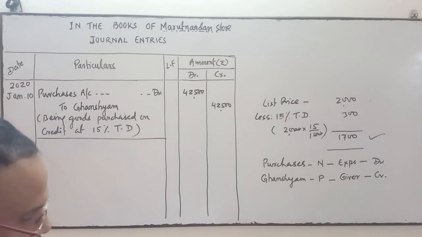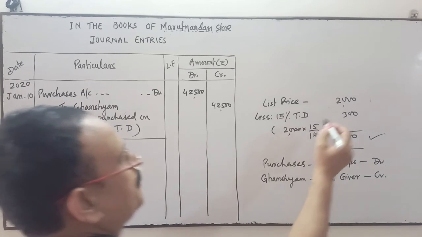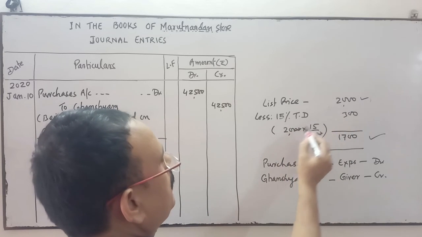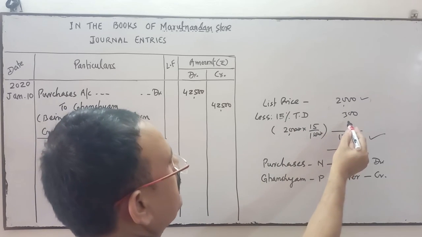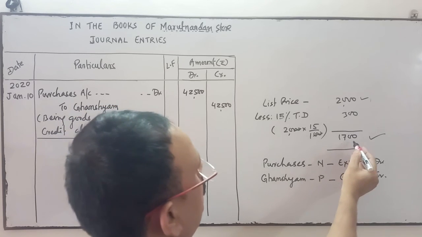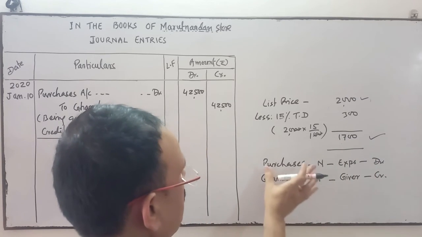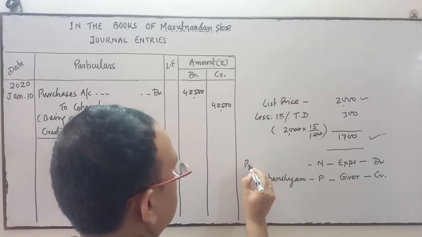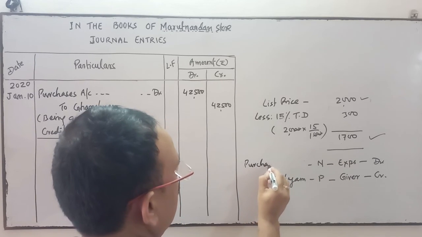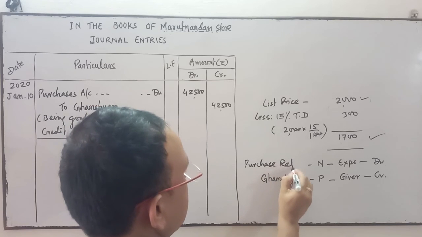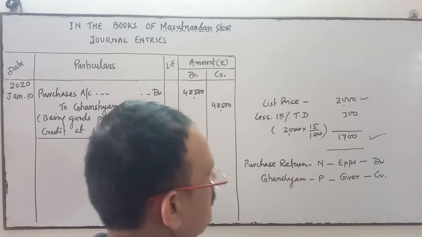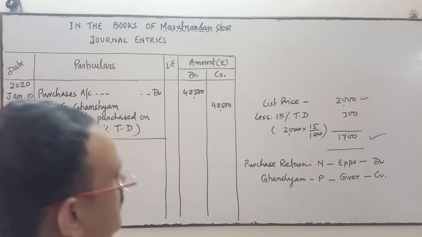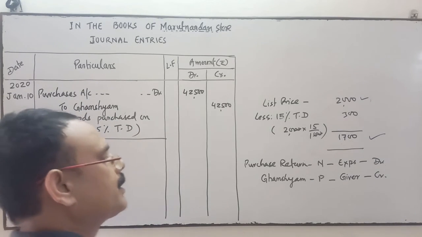Returned goods to Ghanshyam of the list price 2,000. Trade discount 15%. So we will calculate 15% of 2,000. It is 300. So we will do the entry at this figure. So here, when we return the goods, we will open the purchase return account, which is also known as return outward account.